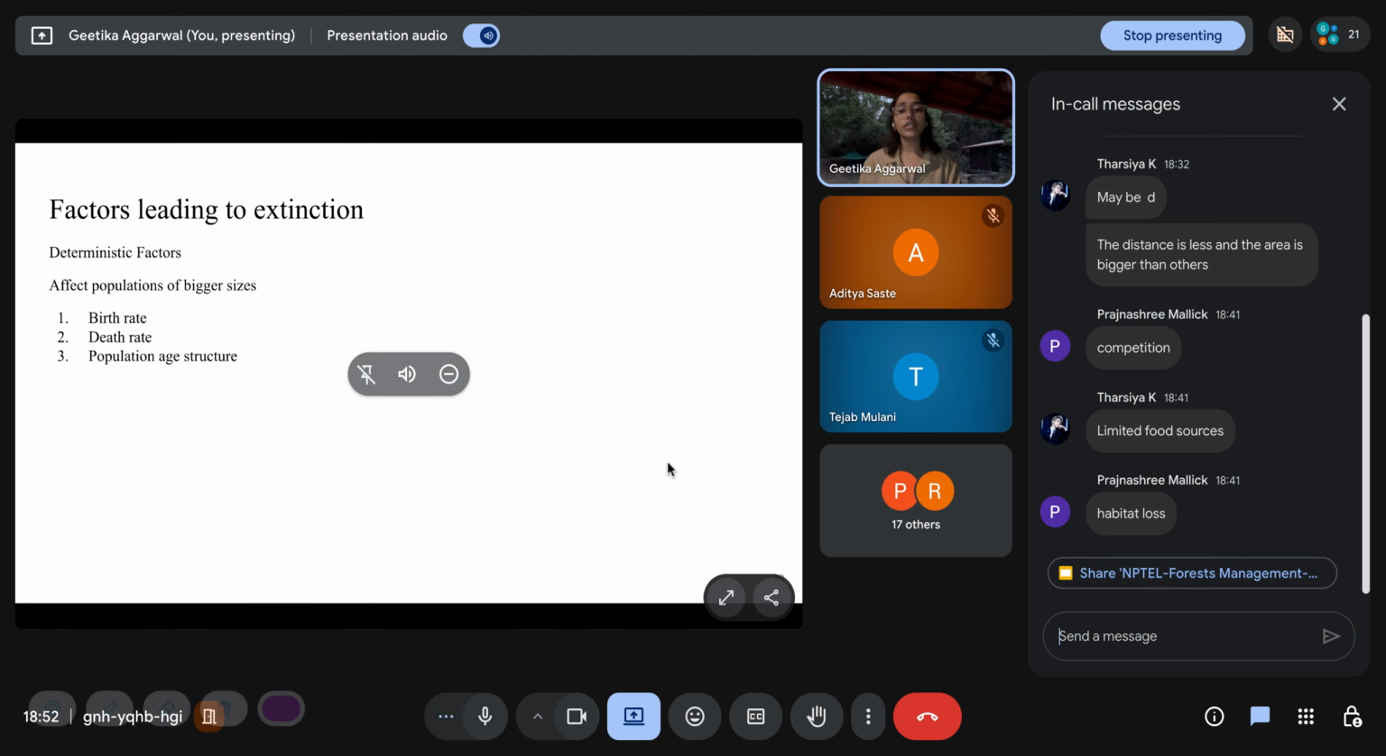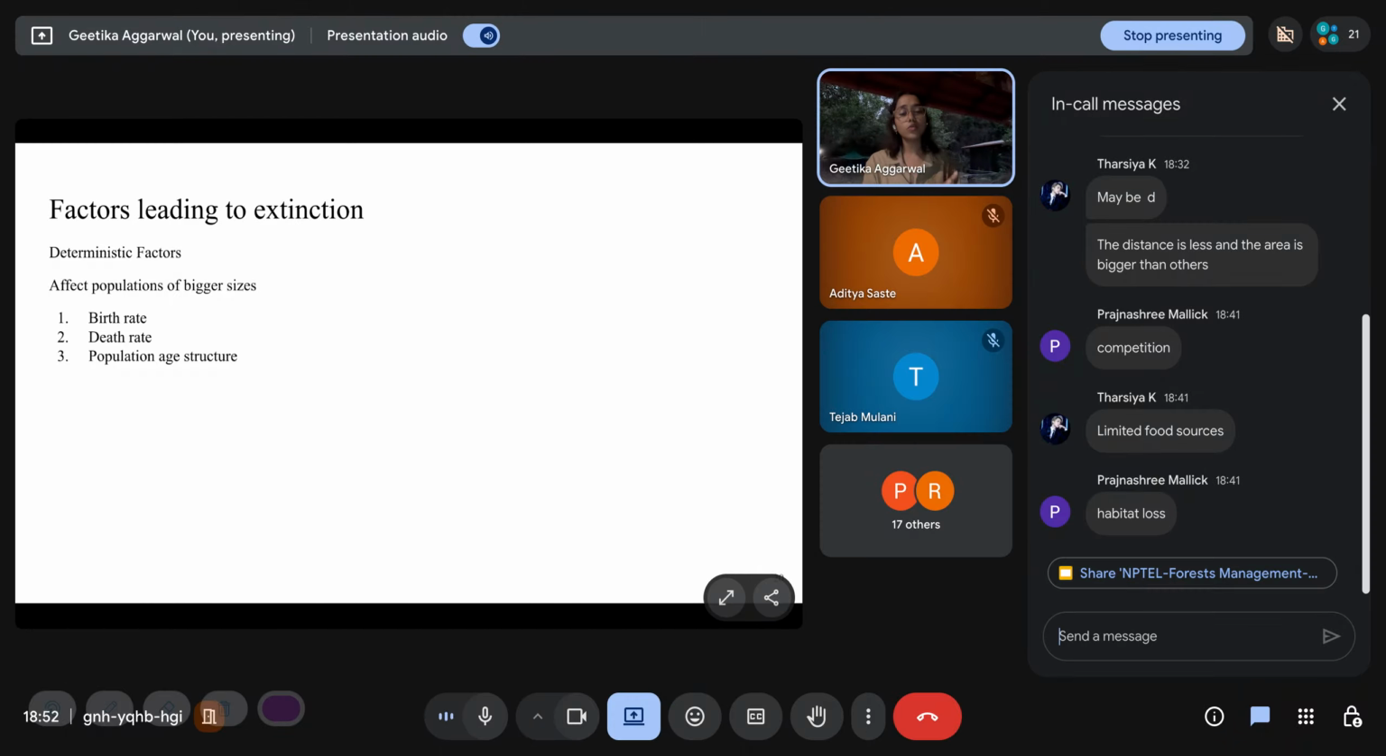How birth and death rate affect the population size or extinction of the population is, for example, if a population has a birth rate and a death rate, and the birth rate is greater than or equal to the death rate, then if it's more than the death rate, you say that the population is flourishing because there's more progeny than the number of organisms that are dying out.